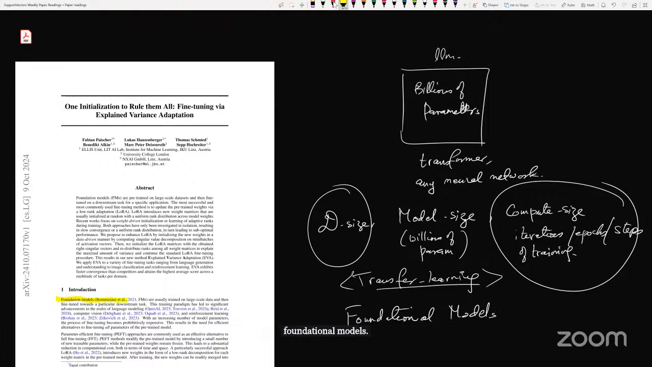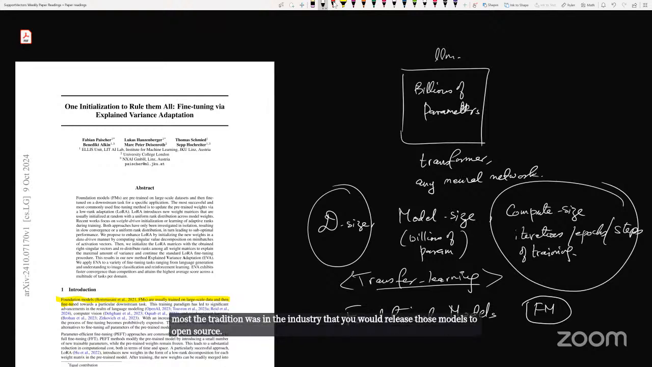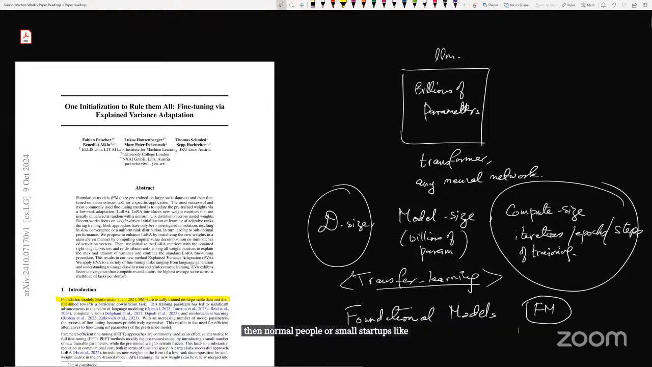As it says, foundational models are usually trained on large-scale data. And then what happens is, once you create a foundational model, FM, you release it, or the tradition in the industry was that you would release those models to open source. Then normal people, or small startups like you and me, or everybody else who is not a hyperscaler, would go perhaps to Hugging Face, or PyTorch Hub, and we would download those models. Then we would hope that these foundational models are good enough for our task.